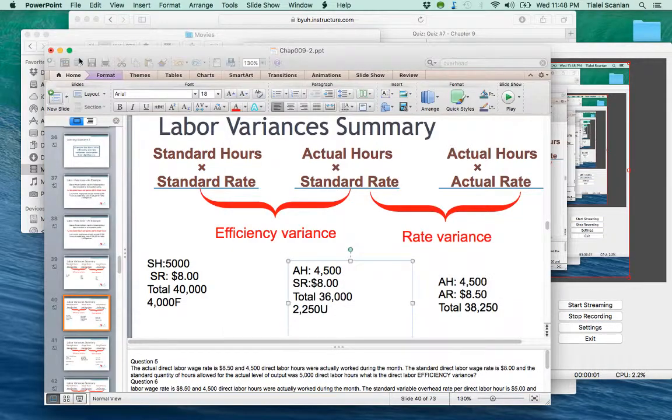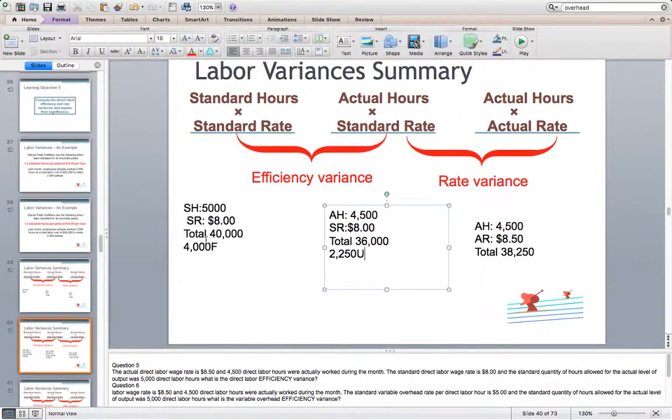So continuing on to question 6, it's almost exactly the same as question 5, except for the standard variable overhead rate is $5. Oh, and this is an overhead instead of a direct labor wage rate. But the overhead rate is almost exactly the same calculation as a labor variance summary.